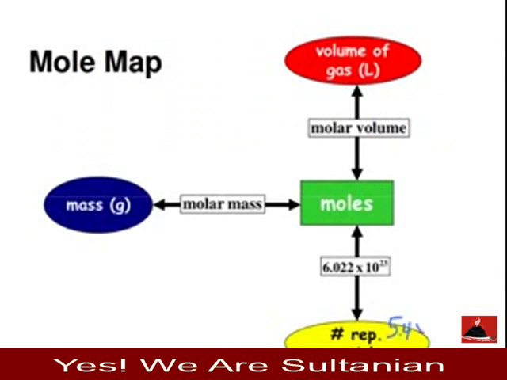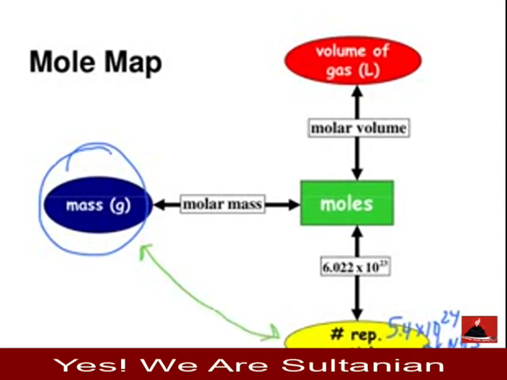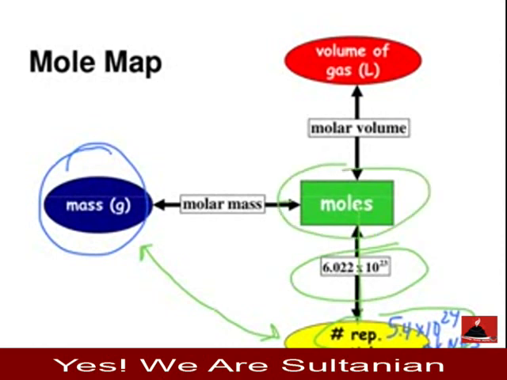Alright, so we were given 5.4 times 10 to the 24 molecules of ammonia over here, and we wanted to find the grams of ammonia, which is right here. Notice there's no conversion that allows us to connect mass to representative particles. So we're going to do this in 2 steps, and we're going to go from the representative particles to moles using Avogadro's number, and then once we get to moles, we're going to go to mass using the molar mass. So there are 2 steps, and we have to go through moles in order to get there.